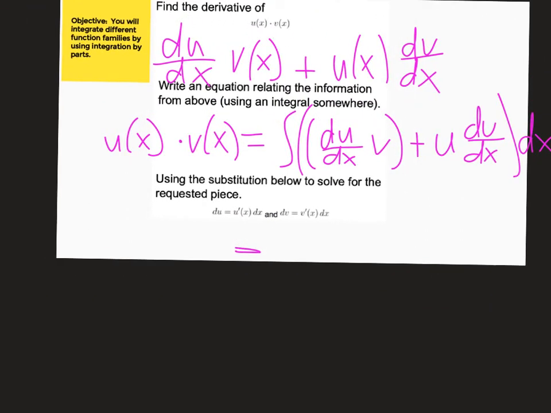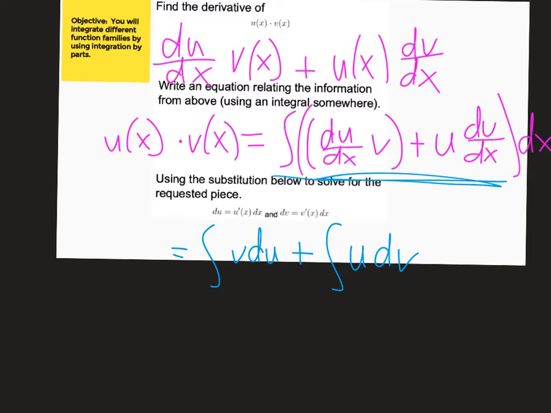But let's go ahead and write this integral. So we've got the integral of v du plus the integral of u dv. So what I'm thinking of, this is not actually exactly mathematically what's going on, but you can think of it kind of this way. You can split this integral here into two pieces, because if I integrate f plus g, that's the same thing as the integral of f plus the integral of g.